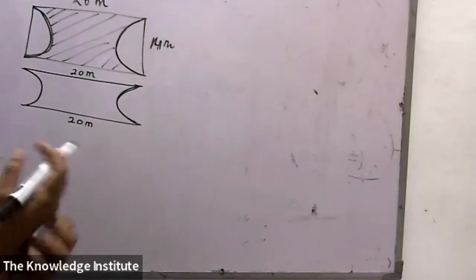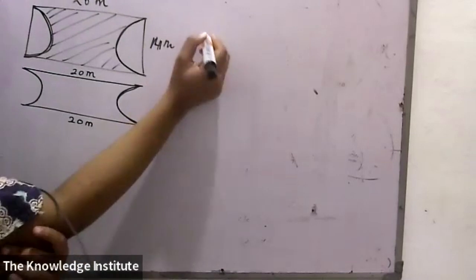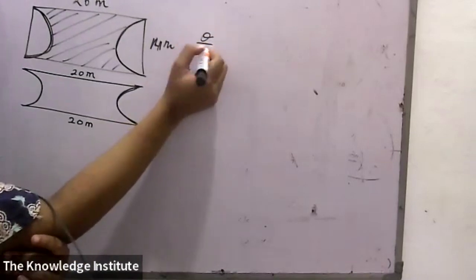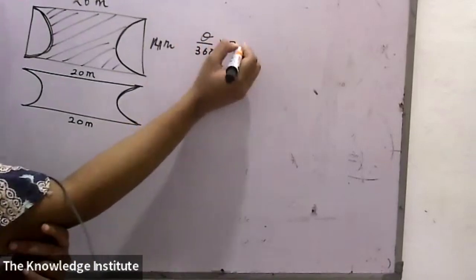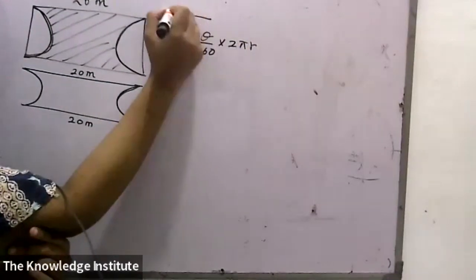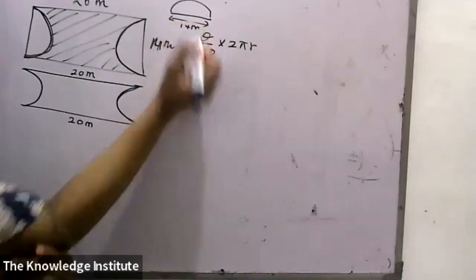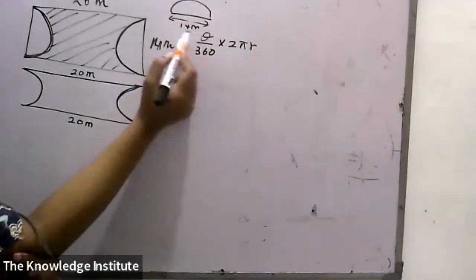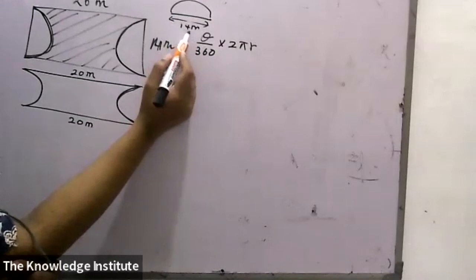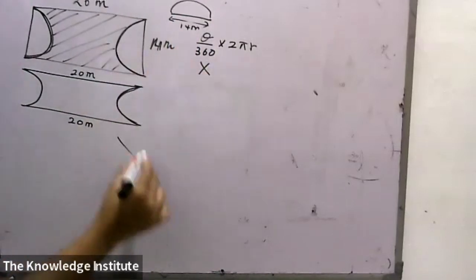But the common mistake you will definitely make is this. You know the arc length equation is theta over 360 into 2 pi r. Here they are telling about the radius, right? Now this is a semicircle. The whole part is 14 meters. You will take the radius as 14 meters. If you take the radius as 14 meters, then your whole question is going to be wrong.